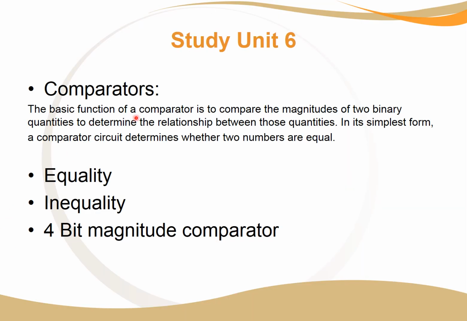The basic function of comparators is to compare the magnitudes of two binary quantities to determine the relationship between those quantities. In the simplest form, a comparator circuit determines whether two numbers are equal. So it just compares the two numbers and sees which one is bigger. We look at equality, inequality, and then the 4-bit magnitude comparator.